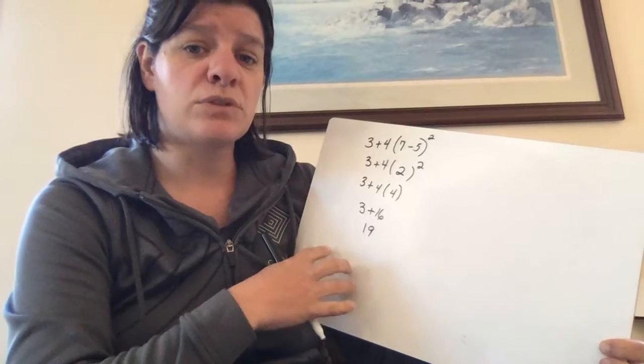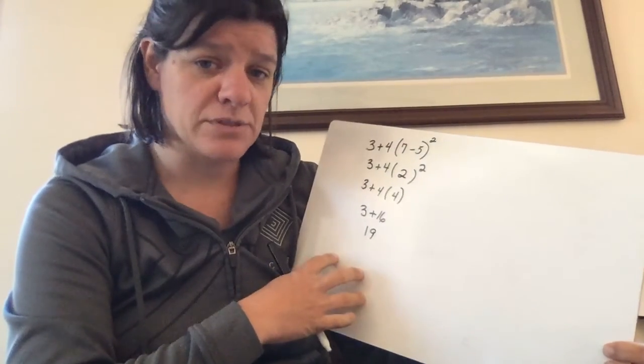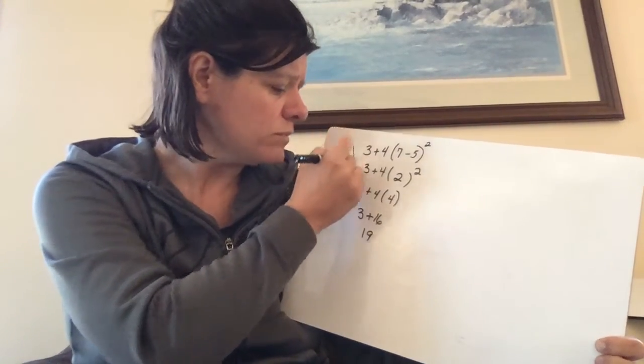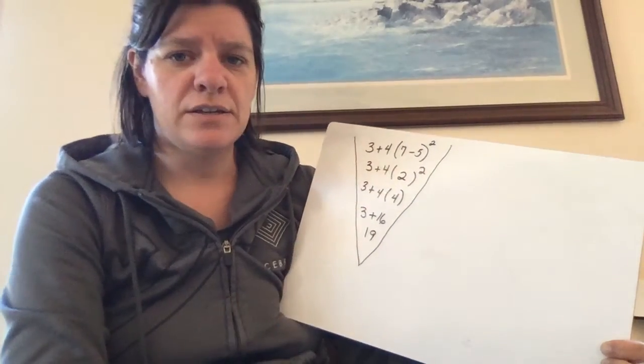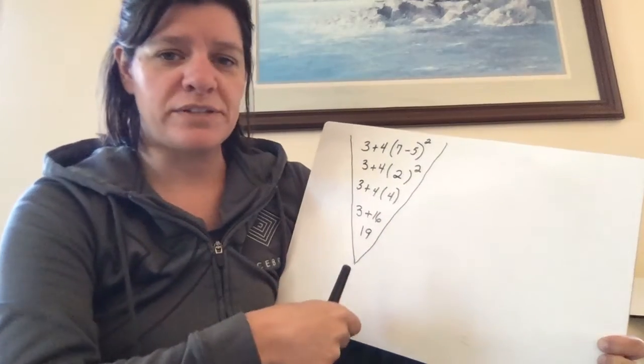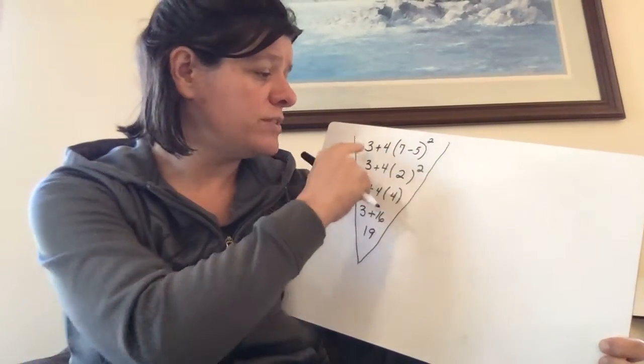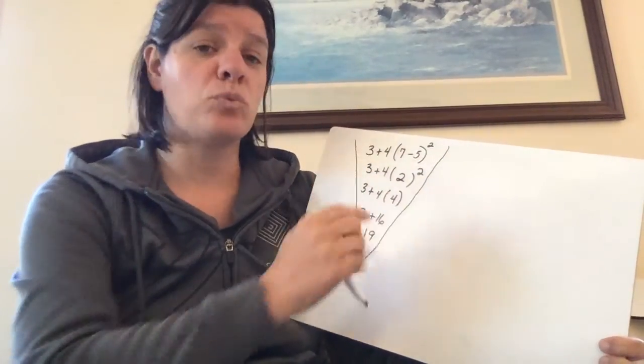So I think it's really important that we practice and get in good habits. So I want you to do this. Some people call this the triangle method because it kind of looks like a triangle where it's coming down to a point. Okay. So this is using the order of operations and working vertically.